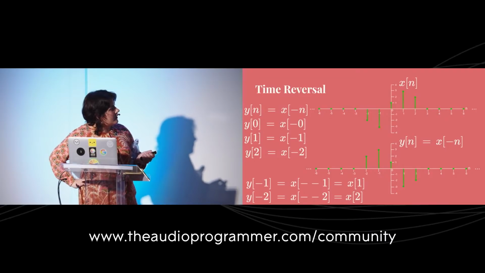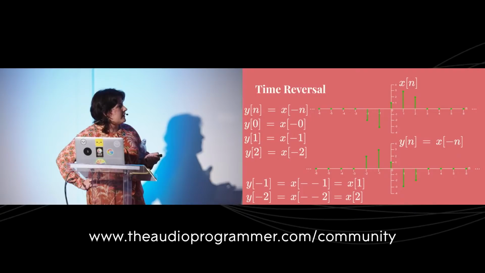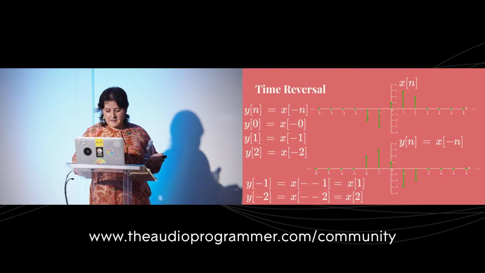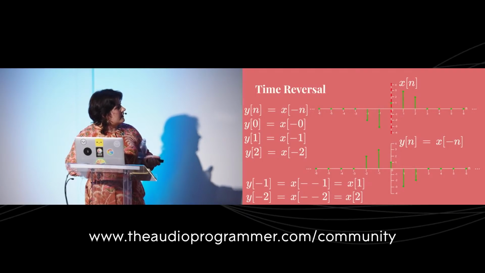So simply all we do here is just whatever value we have at x of n, for the output we make it negative, and vice versa. So you can see here that this is a version of this just flipped around the y-axis. There we go.